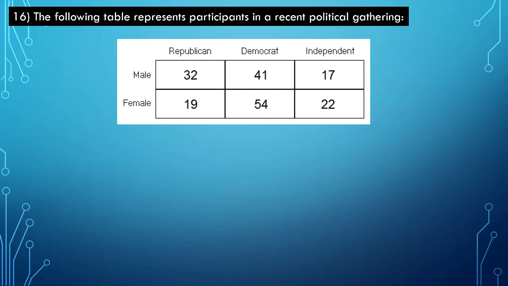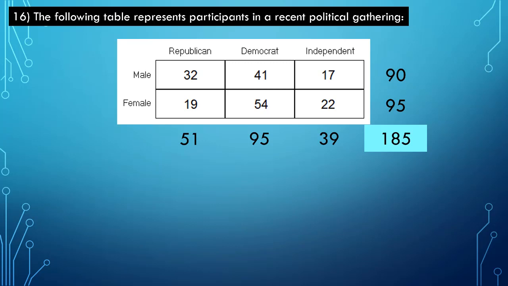So my first row, 32, 41, and 17, add up to 90. 19, 54, and 22 add up to 95. My first column for Republicans adds up to 51. The Democrat column is 95, and the independent column is 39. Whether you add up the 2 row sums or you add up the 3 column sums, they add up to 185 either way. So all these probabilities will start with a total of 185.